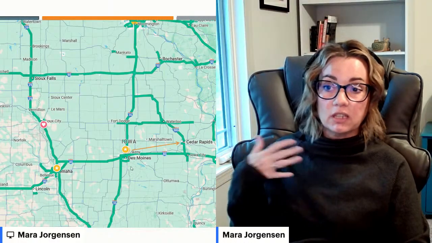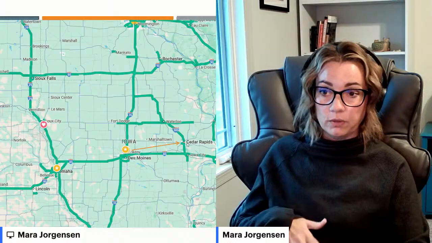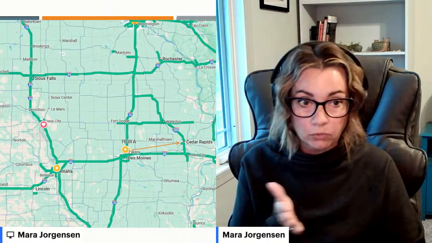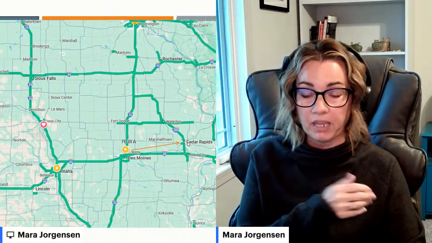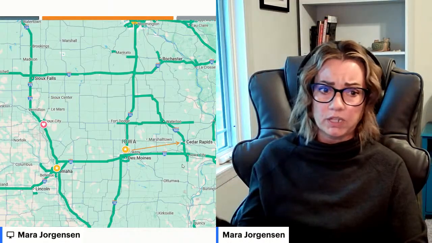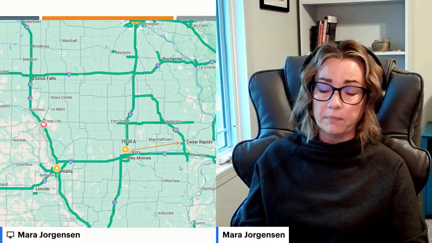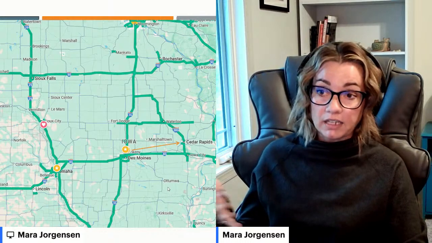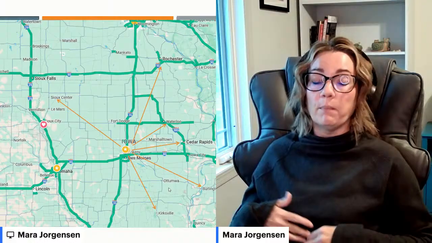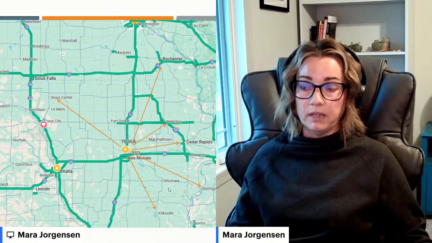Now, if we just did the calculation from one origin to a destination, so let's say we're moving our rock from Des Moines to Cedar Rapids, that's a very easy calculation. We could just go to Google Maps, look up the number of miles, and we can just be on our way. However, it gets much more complex as we have multiple destinations throughout the Midwest.